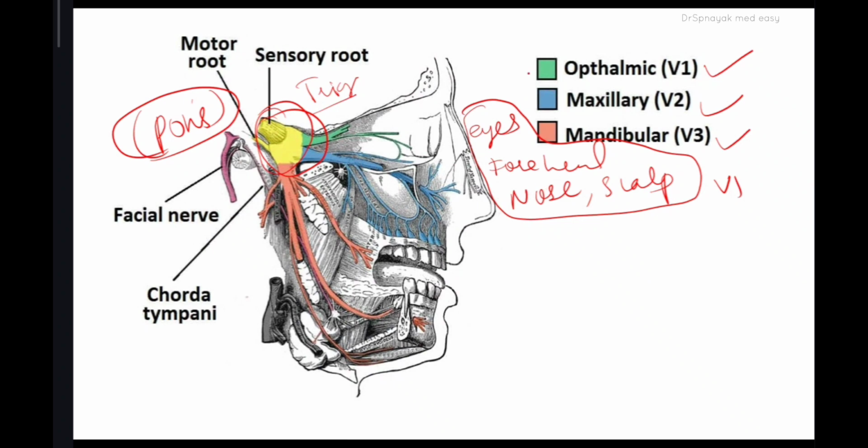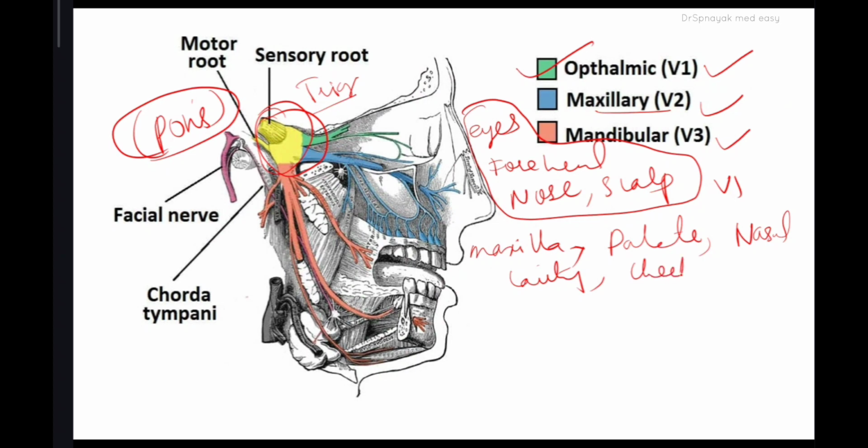The first branch, the green one, and the second, the blue middle branch, is the maxillary branch, which is also called V2. This maxillary branch is innervating the maxilla, palate, nasal cavity, very important, nasal cavity, and cheek skin. Okay, so V2 is innervating the maxilla, palate, nasal cavity, and cheek.